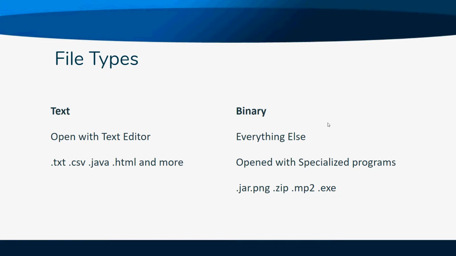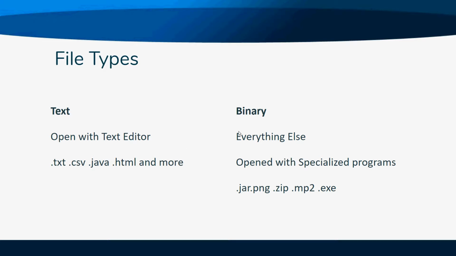Okay, so there's a couple different types of file types. I mean, obviously you've seen .txt, .java, .html. You've seen a gazillion of those. Most of those are text files. Text files are anything you can open with a text editor. That's considered text files. You can open it up and understand most of it. I mean, not necessarily all of it.